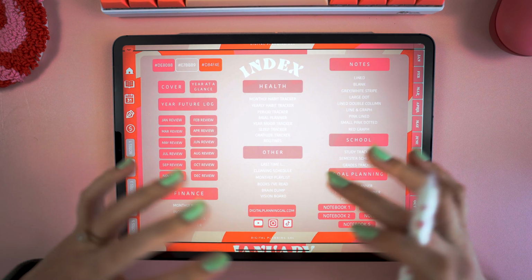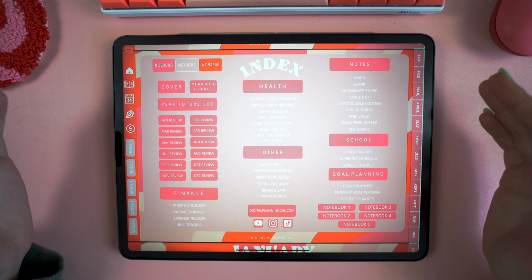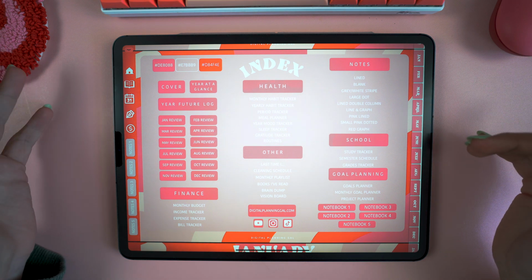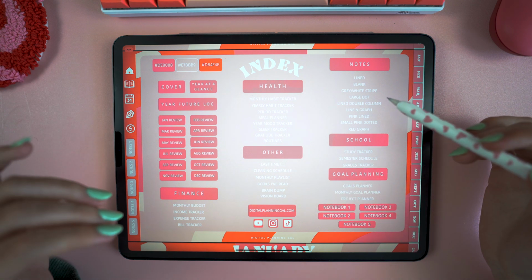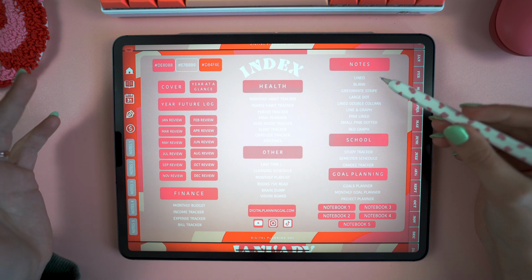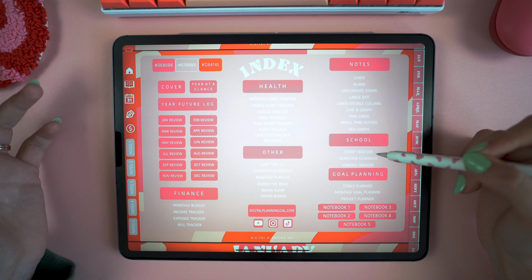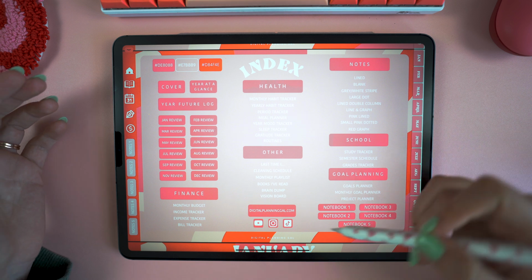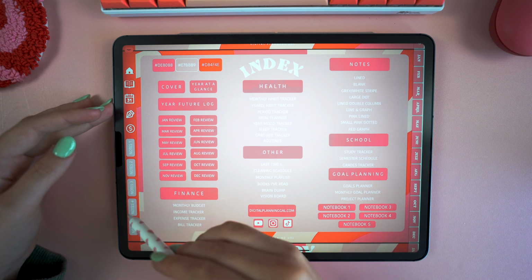This planner comes with so many different inserts and templates that you can use to help organize your life, from cleaning schedules and habit trackers, sleep trackers, so many different types of notes pages, school related pages, goal planning, and you also have 5 separate notebooks here.